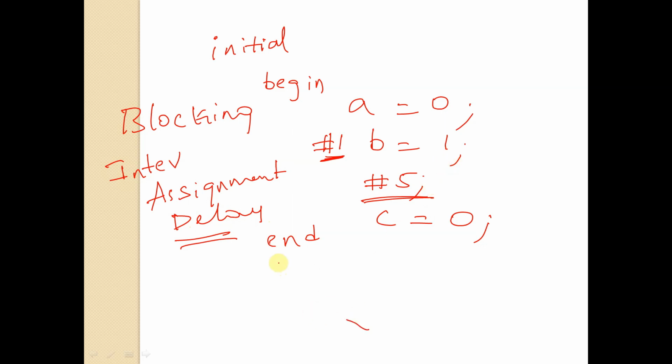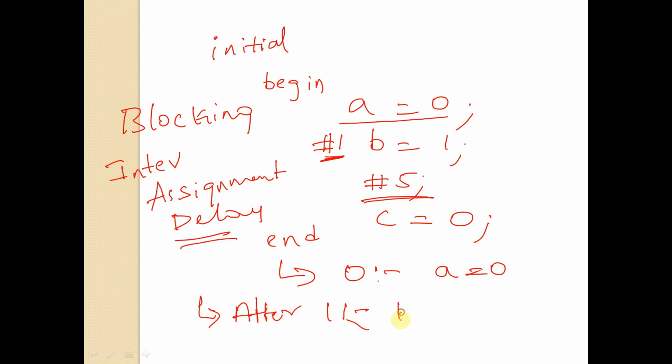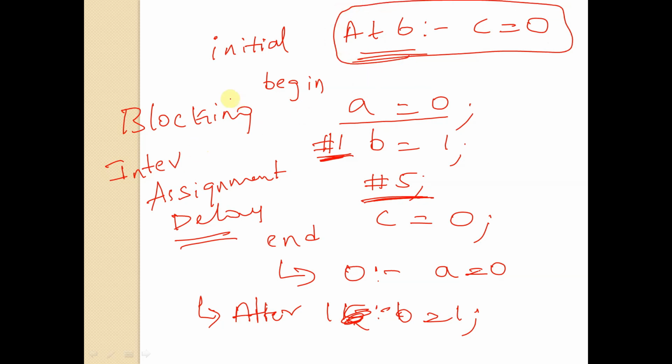So let us see the output we are getting. At 0 time units, we are getting the value of A equal to 0, and we are using a blocking statement. After 1 time unit, we will get the value of B equal to 1, and at 6 time units, we will get the value of C, which is equal to 0. Here 1 plus 5 is equal to 6. So this is inter-assignment delay, and we are taking the case of blocking assignments. Is it okay? Is it clear?